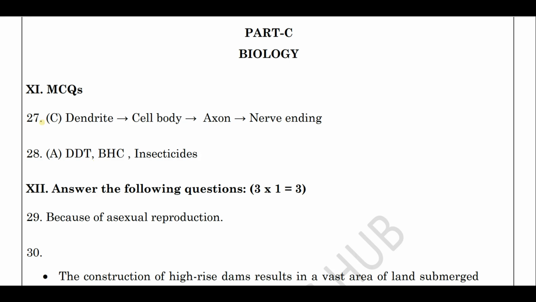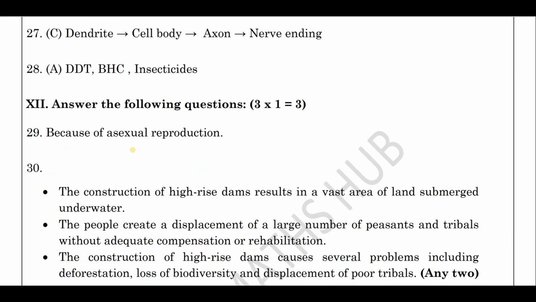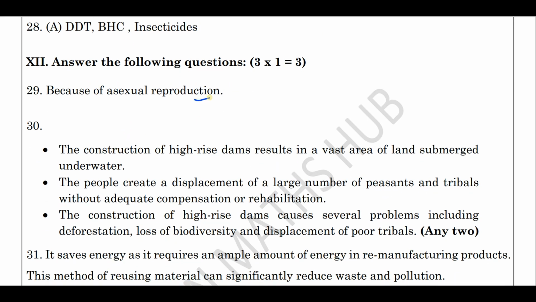MCQs, Part C Biology. 27: the correct answer is option C, dendrite, cell body, axon, nerve ending. 28th question: the correct answer is option A, DDT, BHC and insecticides, because it takes a lot of time to change their forms and structure. When compared to all the options, the one taking more time to change its form will be option E. 29th question: daughter cells generated by the division of bacterial cells are more similar because of asexual reproduction. The variations will be less in case of asexual reproduction.